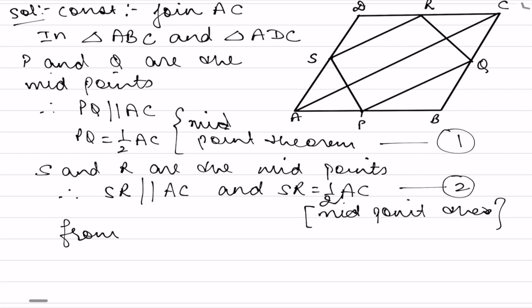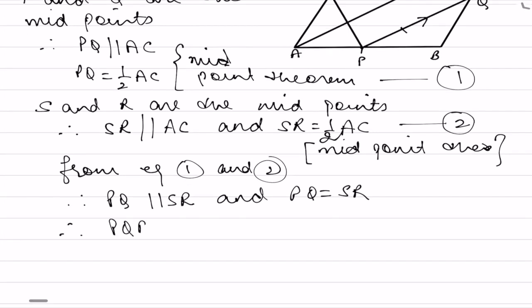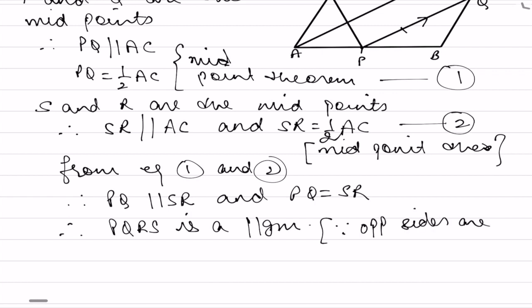So from the first and second equation, we can see that AC is common in both the equations. Therefore, PQ is parallel to SR and PQ is equal to SR. So PQ is parallel as well as equal. So when one pair of opposite sides is parallel and equal, that means the quadrilateral is a parallelogram. Therefore, PQRS is a parallelogram because opposite sides are parallel and equal.